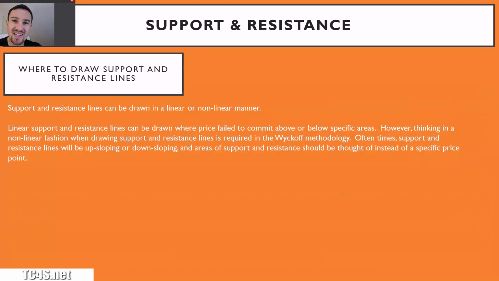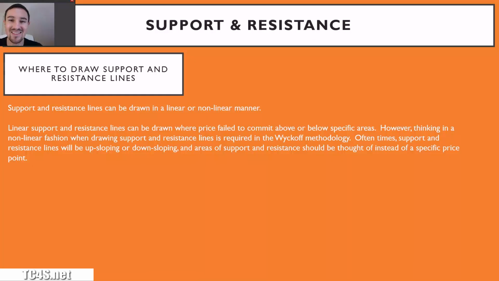Welcome to session 6 of the Wyckoff introduction course. In this session we're going to talk all about where to draw support and resistance lines to help define the outer boundaries of the trading range. So we need to be able to think in a non-linear fashion to do this, because they're not always going to be horizontal lines, they're not always going to be upsloping or downsloping.